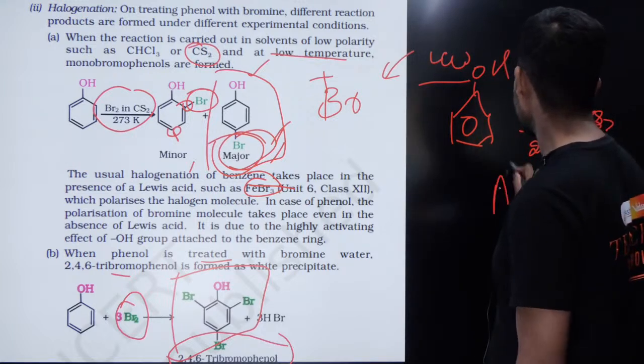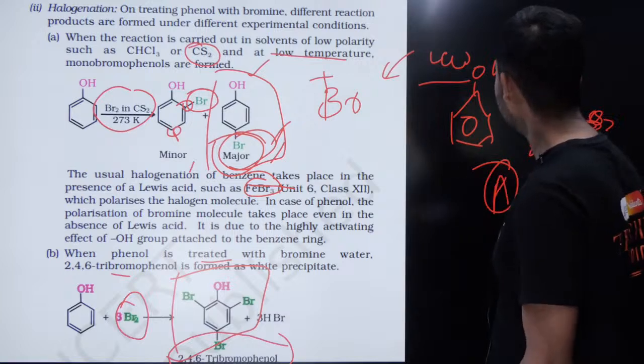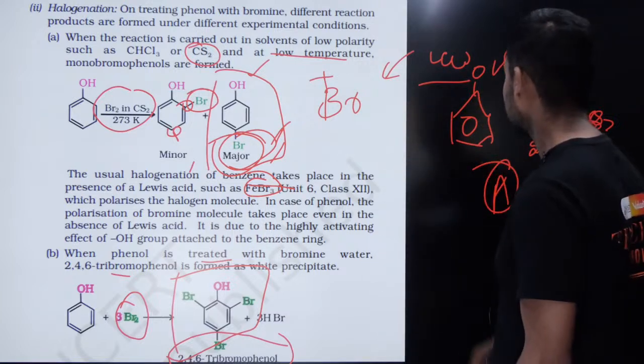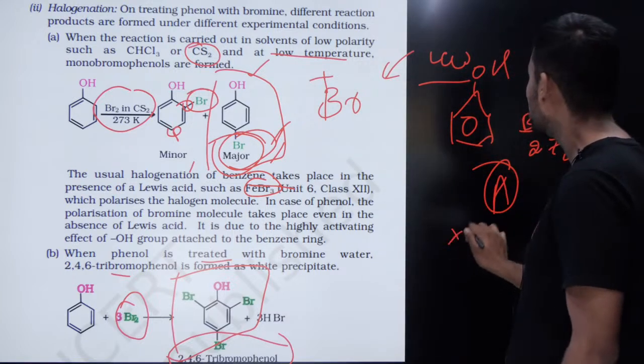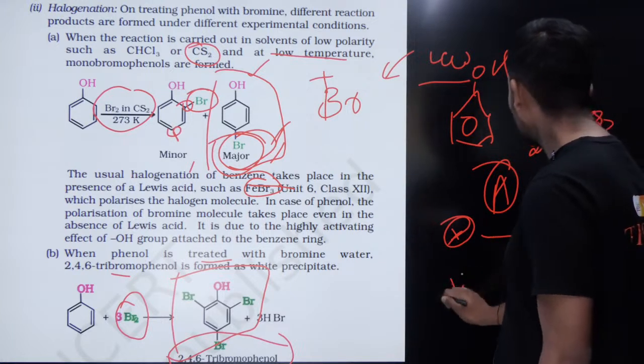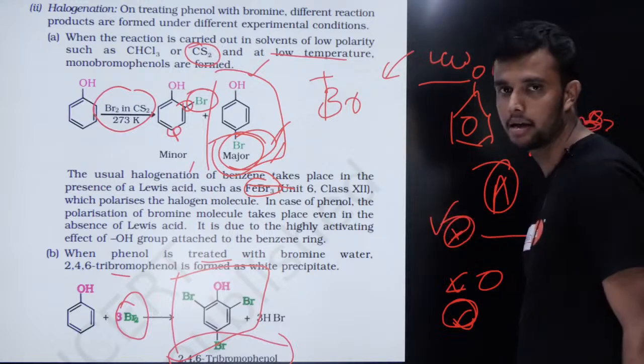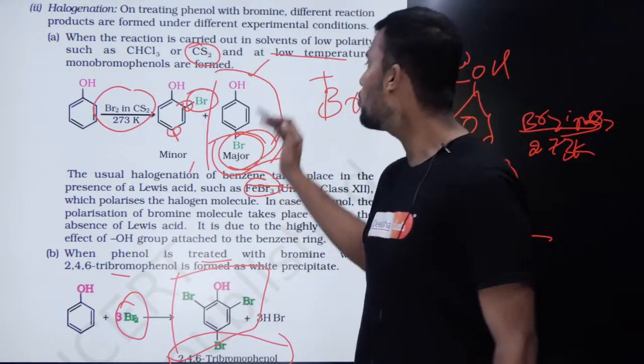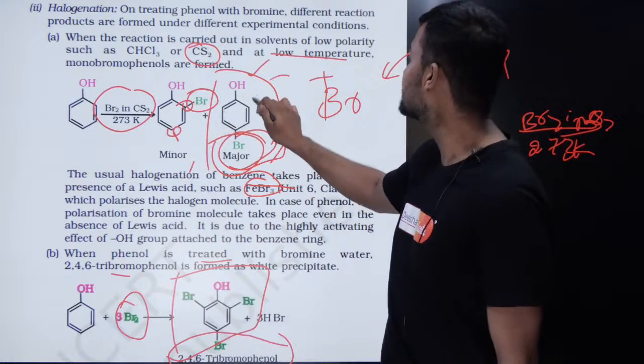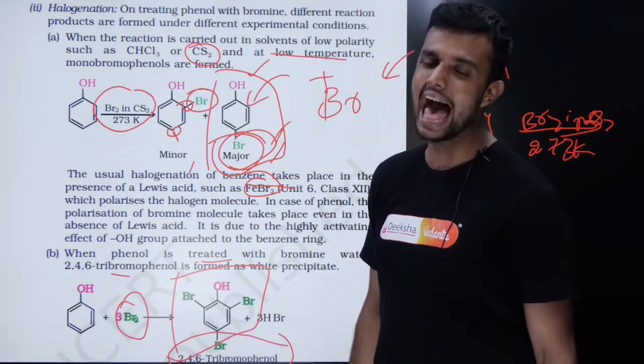When they give A, B, C or anything, fill the reaction or complete the reaction. Whenever they give 4 options: para, ortho position, meta position or nitrobenzene, the correct option is option A, para. Para-bromophenol is the major compound in halogenation of phenol.